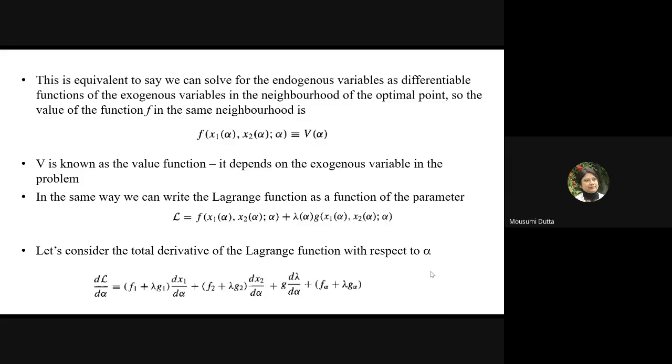And write it as a value function, V of alpha. When we write the entire function in terms of the parameter of the model, we call it the value function. V is known as the value function. It depends on the exogenous variable, or parameter, in the problem, alpha.